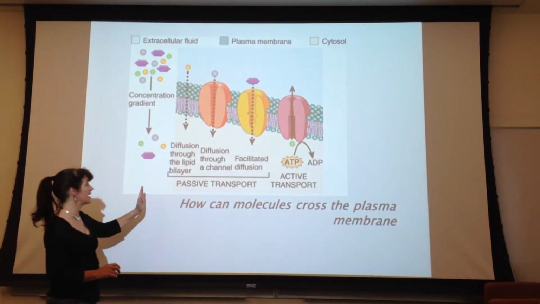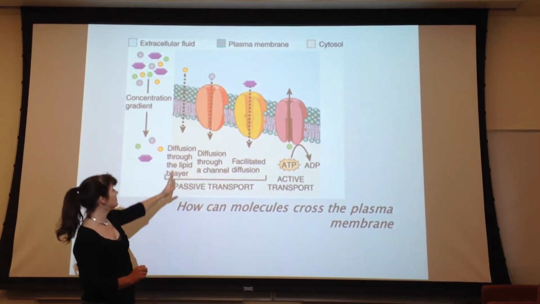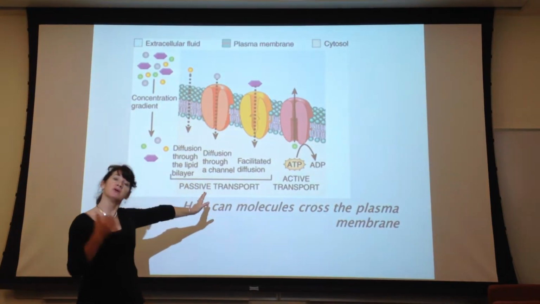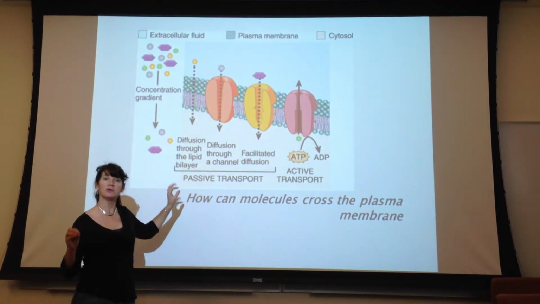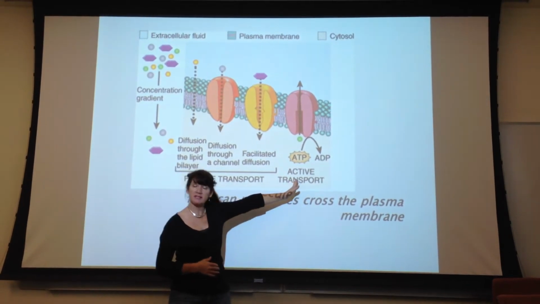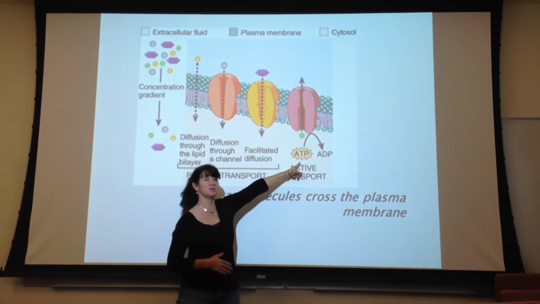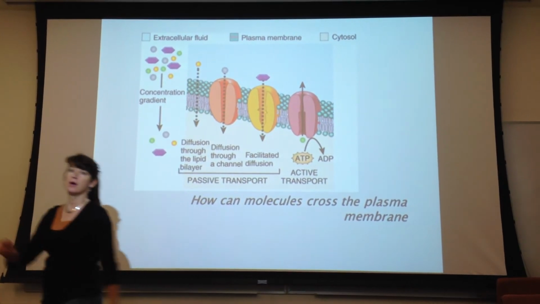And again, here's an example. Passive transport versus active transport. In passive transport, materials move back and forth across the cell membrane without the use of energy, energy being ATP. If we have to do active transport, we're going to have to use ATP in order to get those substances across.